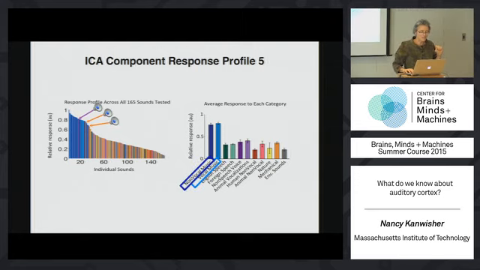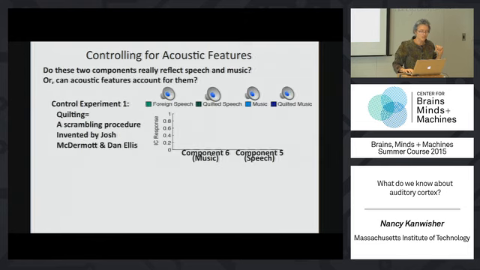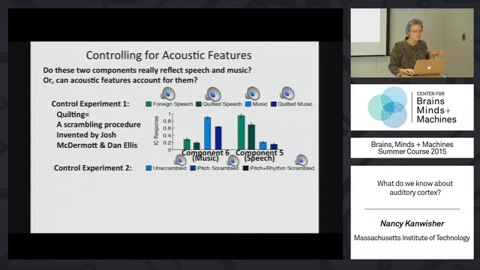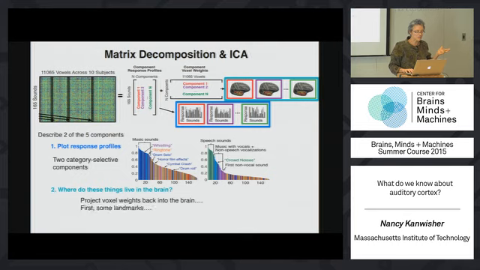Okay, running out of time, so I'm accelerating here. We did a bunch of low-level acoustic controls to show that these things really are selective. You can't account for them if they don't get the same response when you scramble them. They really have to do with the structure of speech and music. I'll skip all that.